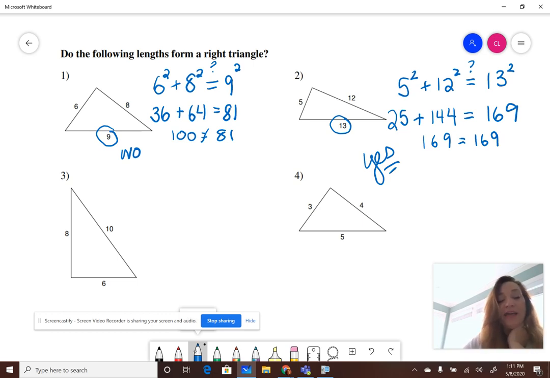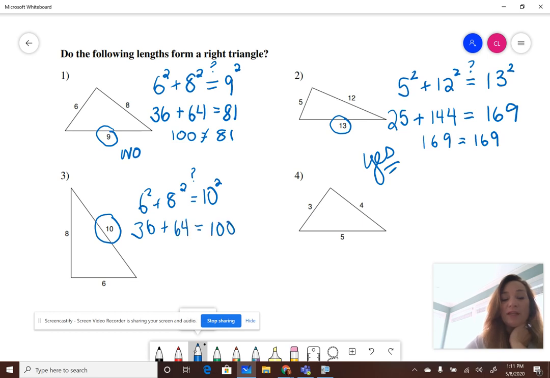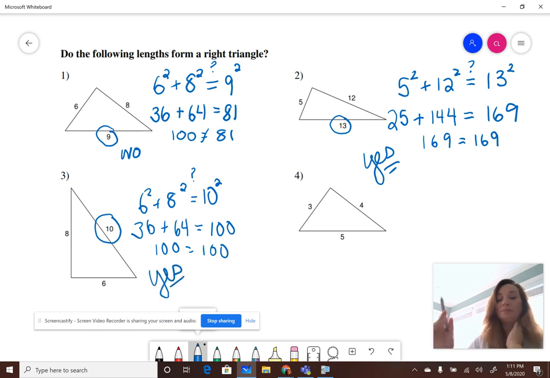Again, identify the hypotenuse. It's always the largest, so the hypotenuse stays alone. 6 squared plus 8 squared equals 10 squared. And again, this is the question. So we have 36 plus 64 equals 100. 36 plus 64 is 100. So yes, this is a right triangle. I hope this helps you. This is called the converse of the Pythagorean theorem.